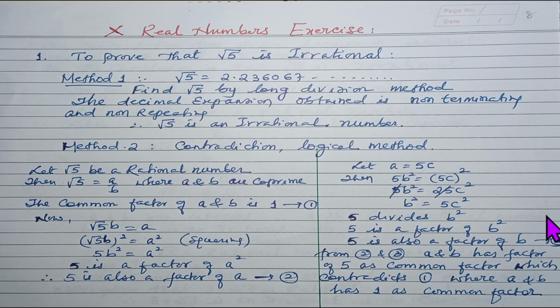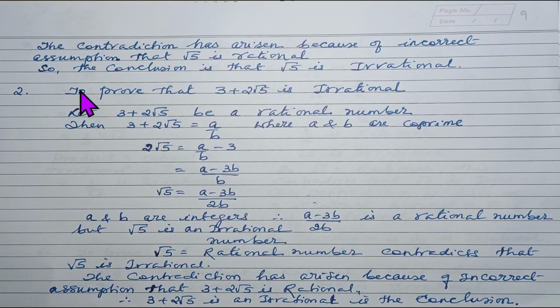Now from statement number 2 and statement number 3, what we observe is that a and b also have a common factor 5. But this contradicts statement number 1, that a and b have only 1 as a common factor. That means it is a contradiction, and this contradiction has arisen, please understand here, because of the incorrect assumption that root 5 is rational. So the conclusion is that root 5 is not rational but an irrational number. That is how we prove that root 5 is irrational by the contradiction method, and that is the logical way of explaining it.